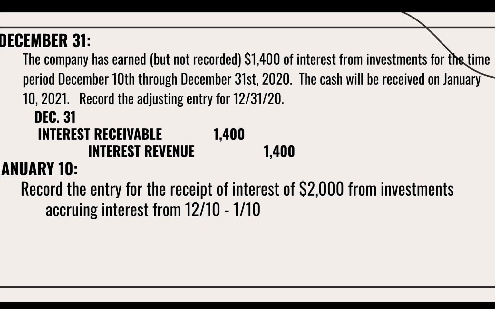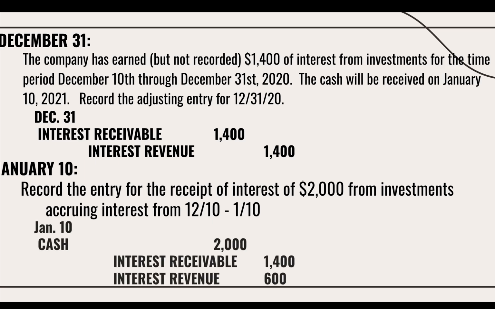Okay. This is a tough one. All right. Remember, we're receiving cash. So, you have to first think in terms of what's happening here. We're getting the cash, so our cash is going up. And then the other thing that's happening is we're earning revenue. We earned $600 worth of revenue for January 1st through January 10th. For the year 2021, we've earned $600 worth of revenue. For 2020, we earned $1,400 worth of revenue.